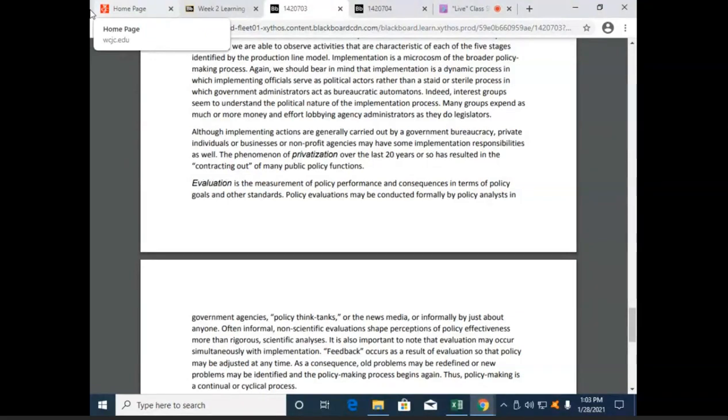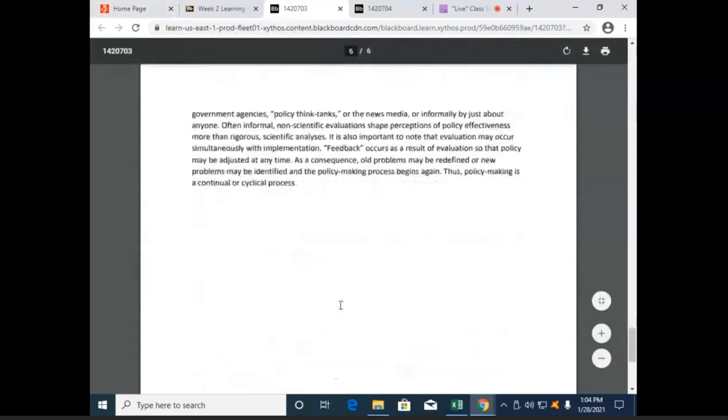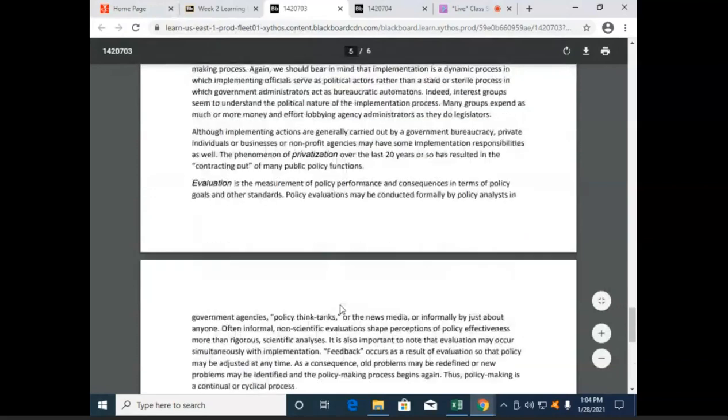I think in some areas it's more conspicuous than in other areas. Like, I think it's really conspicuous in public assistance programs, but there are all kinds of areas where we could talk about where I think that holds true. Okay. Any questions about the policymaking process?